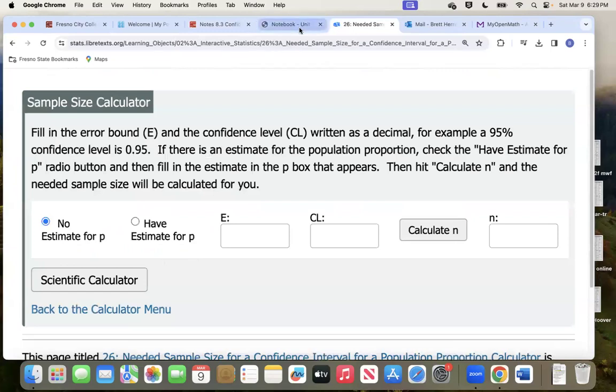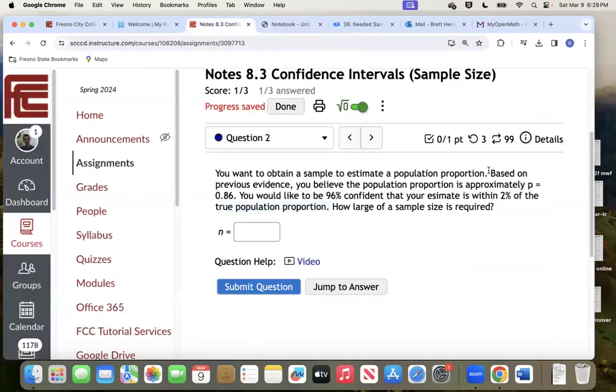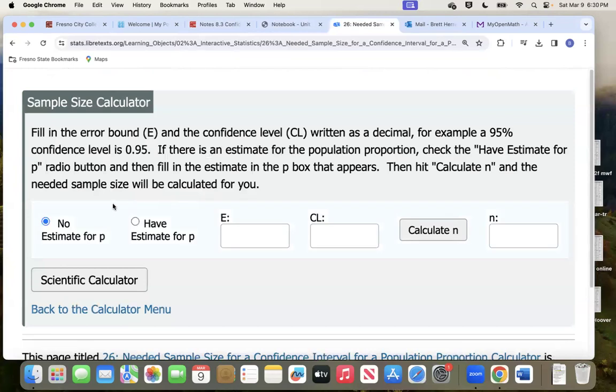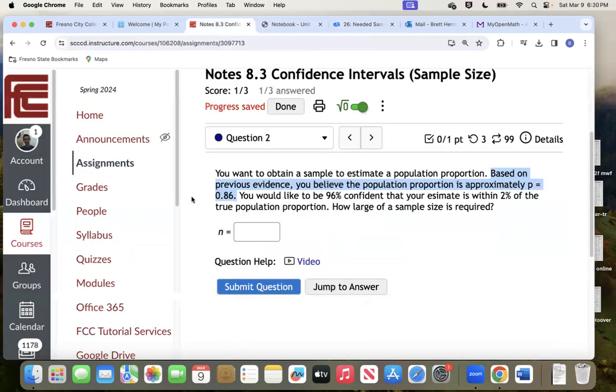It opens up. Okay, what are we going to do? We either have no estimate for P, or we have an estimate. Do we have an estimate? Yeah, it says right here: based on previous evidence, you believe the population proportion is approximately 0.86. So we have an estimate. We think it's about 0.86. So I'm going to click, we have an estimate. What is your estimate for P? Well, it's about 0.86. I'll type it in right there. Did you see that? About 0.86.